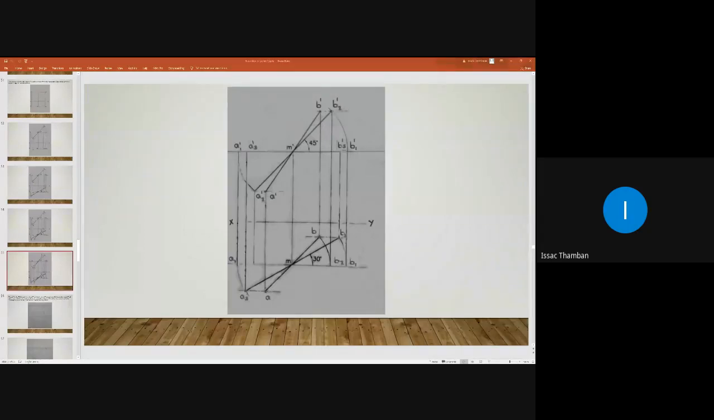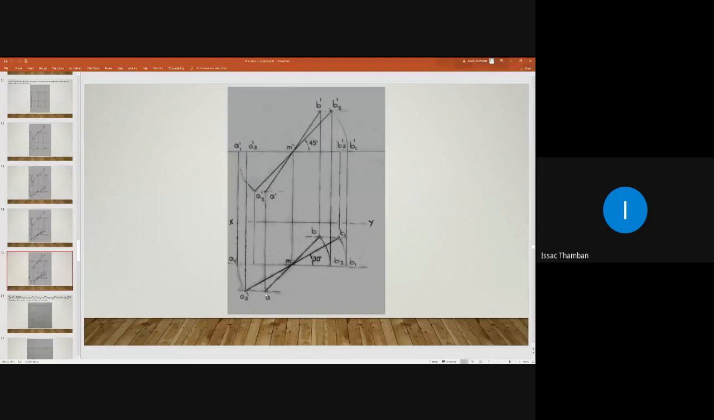Jyotika, have you drawn the projectors? Yes, sir. Mute your audio. Arya, have you drawn the projectors? One more line, sir. Okay.